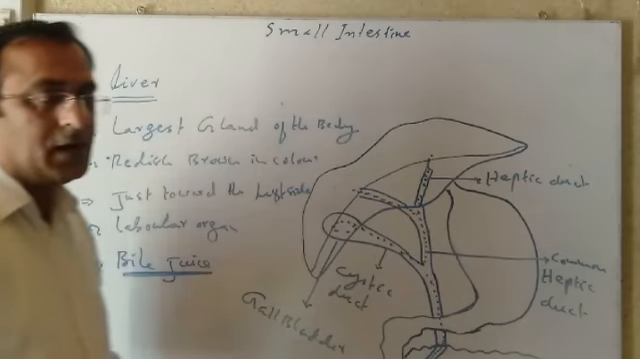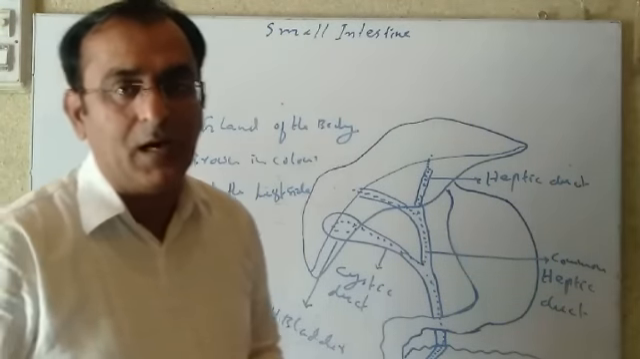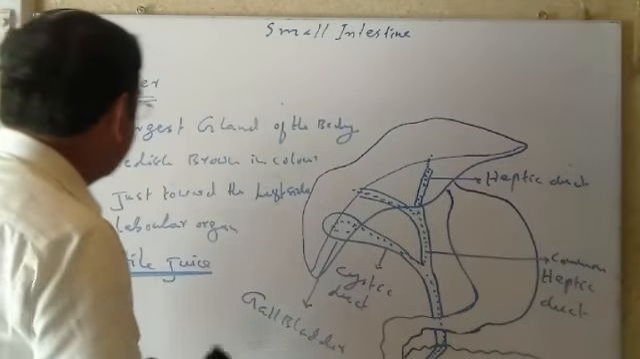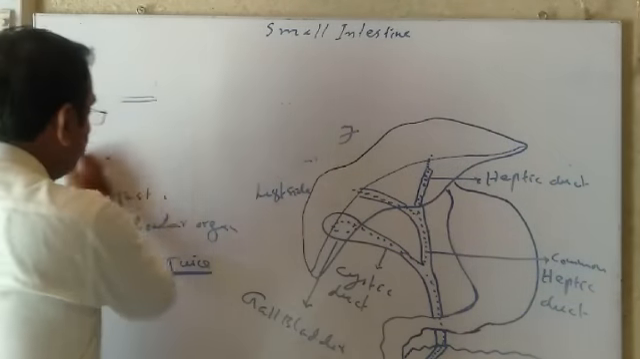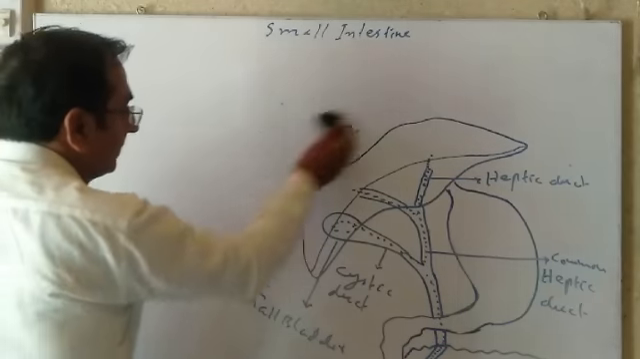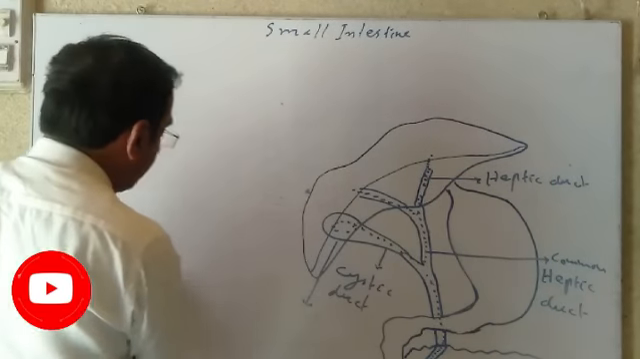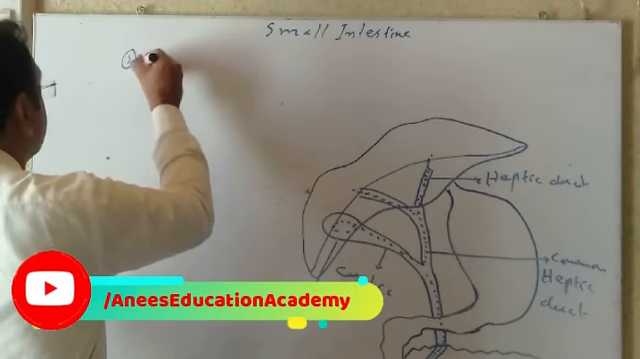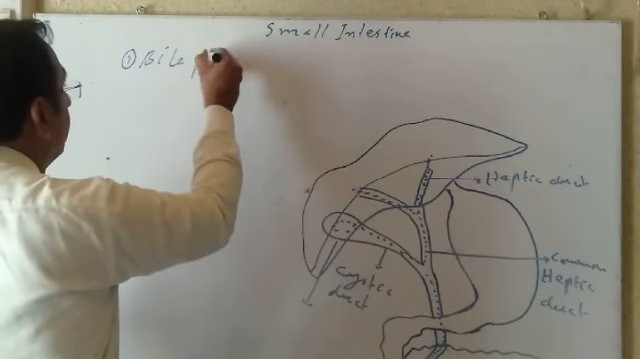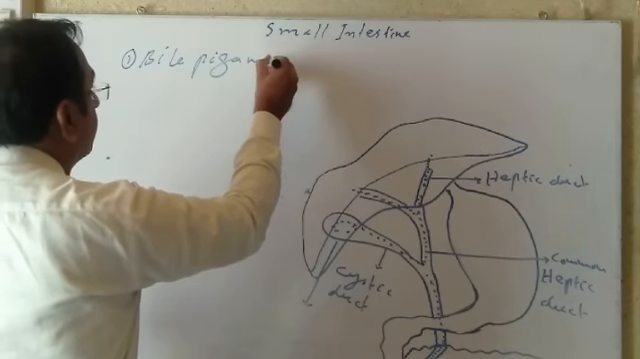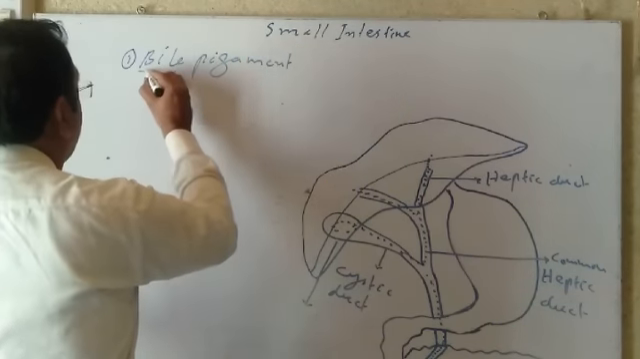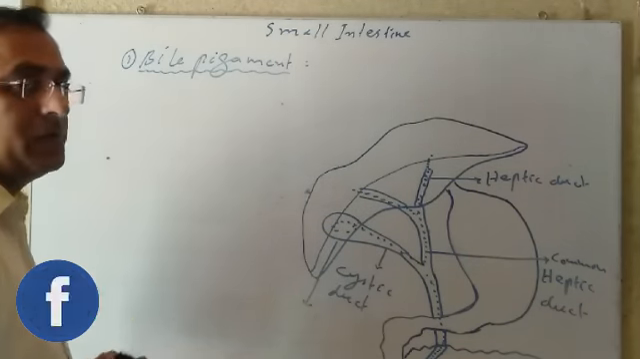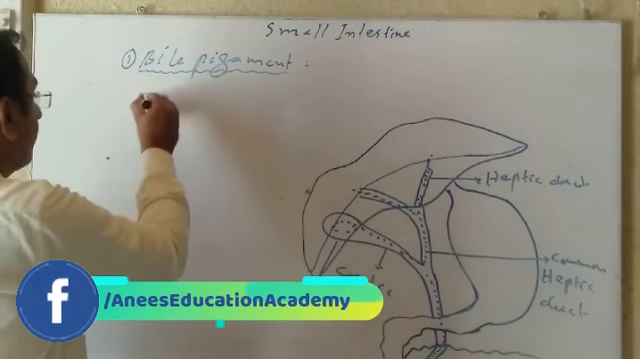When we look at the chemical composition of bile juice, it consists of two important components. Number one, bile pigments. Bile pigments are the excretory product of RBC.